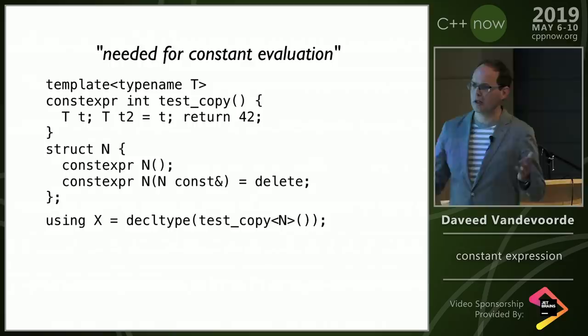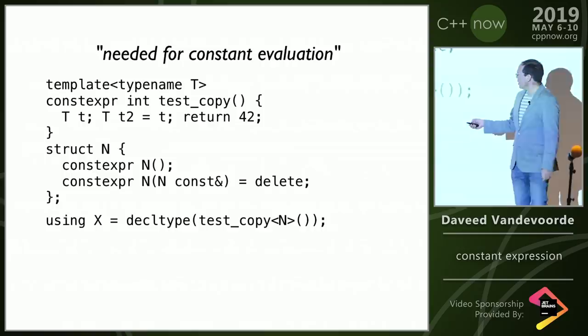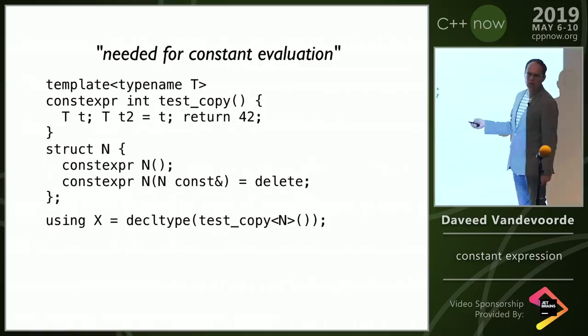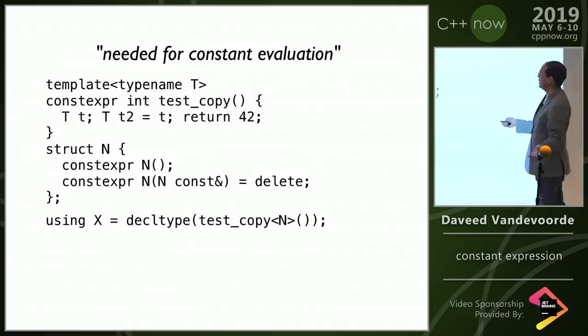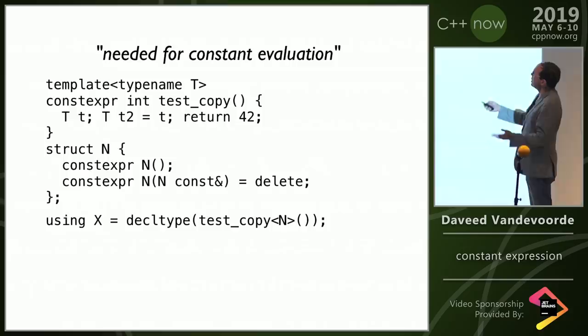Here is a first use of test copy of n, and I'm applying decltype to it. In order to know the type returned by test copy, do I actually need to know its definition? Yes, no? No, right? You don't need it. So I don't need to instantiate that, and this is perfectly fine. That's intuitive. It's not needed for constant evaluation, even though I have a call there. Okay, no error.